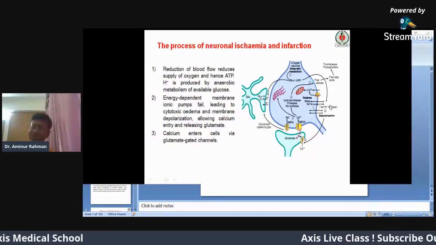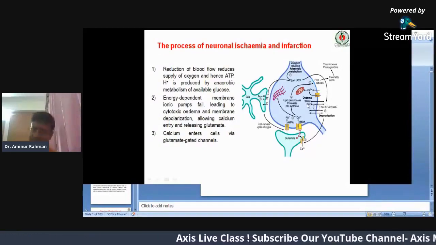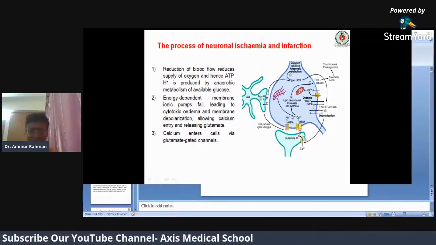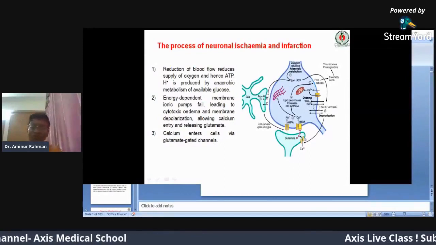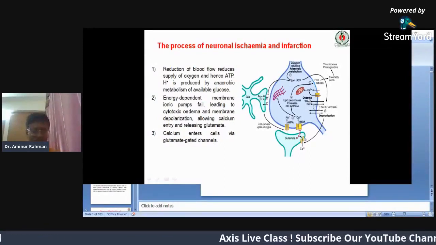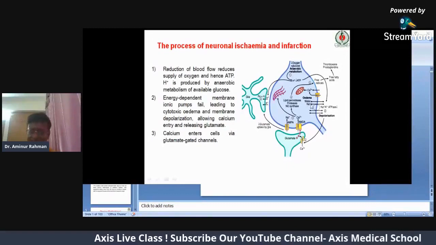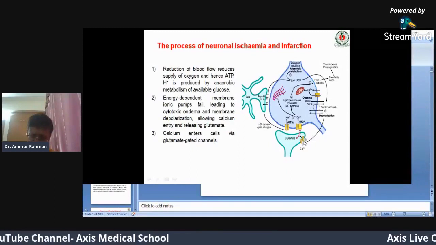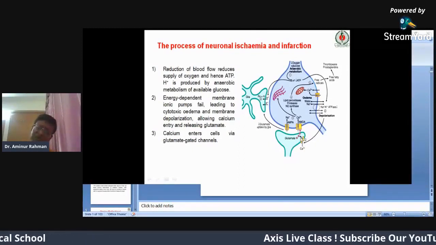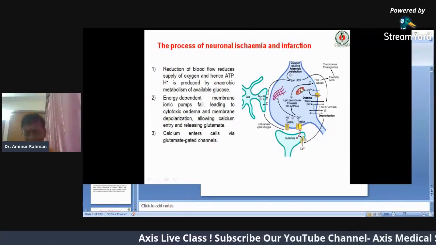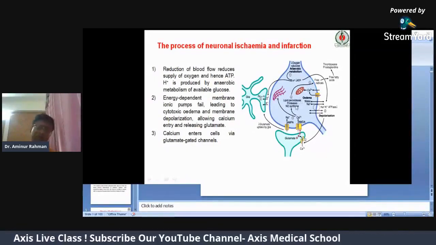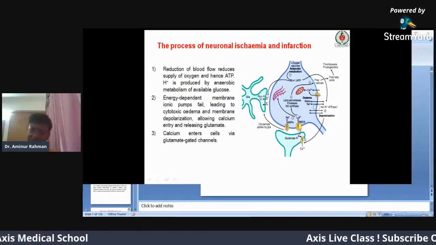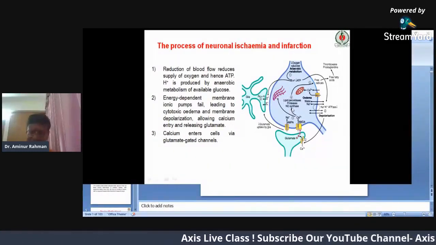The influx of sodium is associated with water also, so there is cellular swelling. After that, there is cell membrane depolarization. After the membrane is depolarized, calcium enters from the outside, and glutamate acts on the NMDA receptor of the brain cell, the neuron. And if more calcium enters, there are intracellular lytic enzymes.